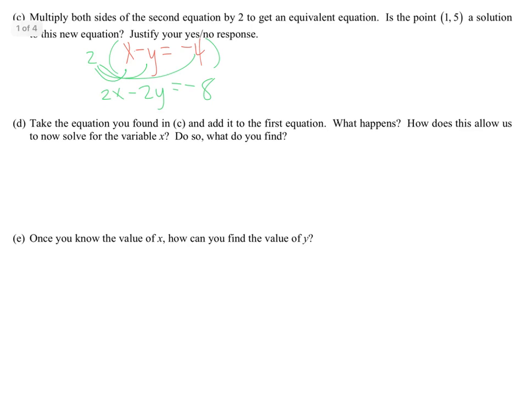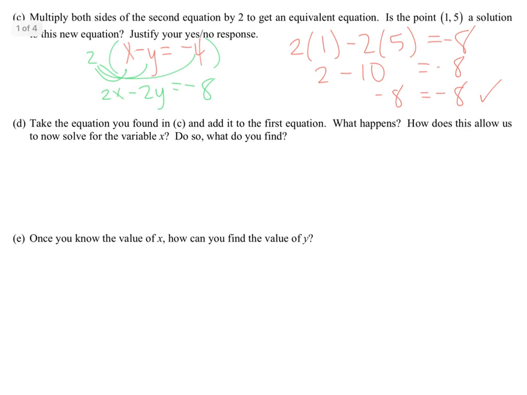So now we're going to plug those numbers back in. So 2 times 1 minus 2 times 5, does it equal negative 8? 2 minus 10, does that equal negative 8? Yes, it does. Then we're going to take the equation we found in C and add it to the first equation. What happens?